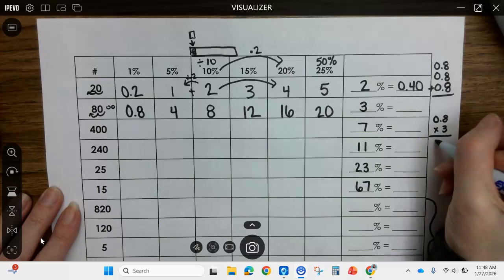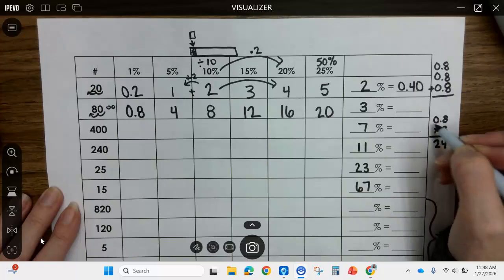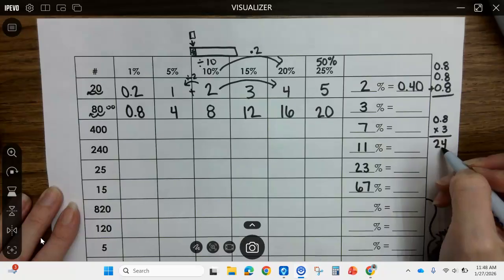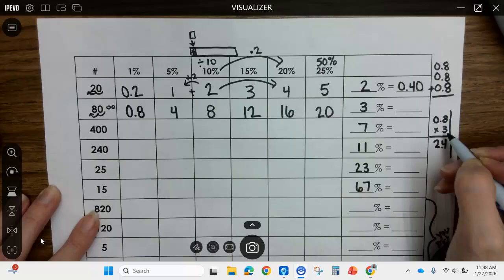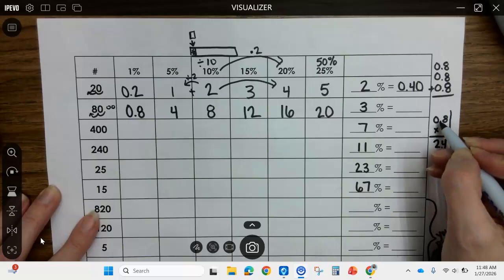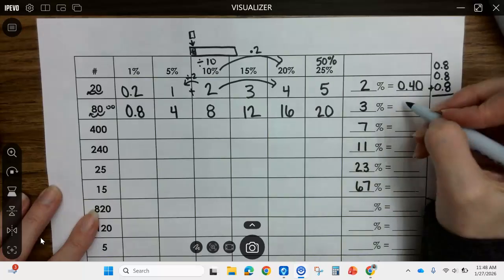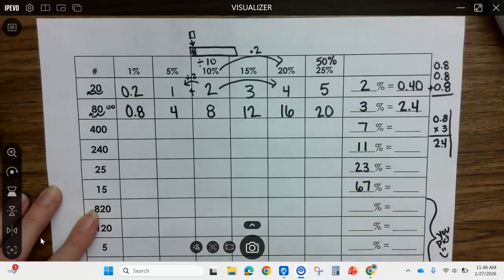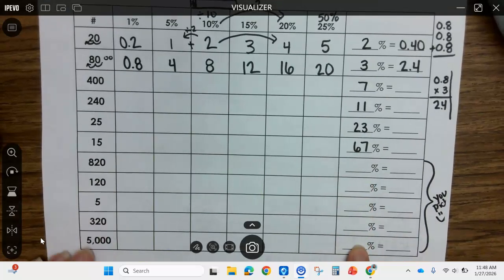8 times 3 is 24. And I have 3 groups of 80 cents, so it's probably not $24. It's probably $2.40. But also I could start from the wall over here, and I had to move over 1 to the left. So I move over 1 to the left down here in the answer. So 2.4. All right, so these are all going to be kind of different, and you have to figure out what you're going to combine together to get to that percent. And then for these ones here, you get to pick what percent you want to use.